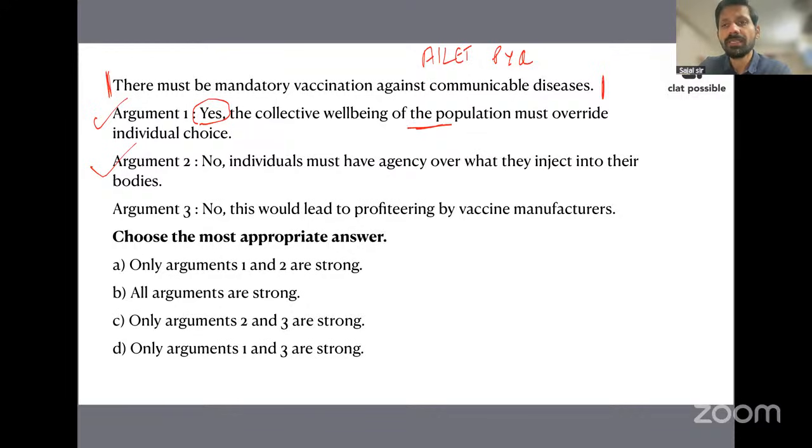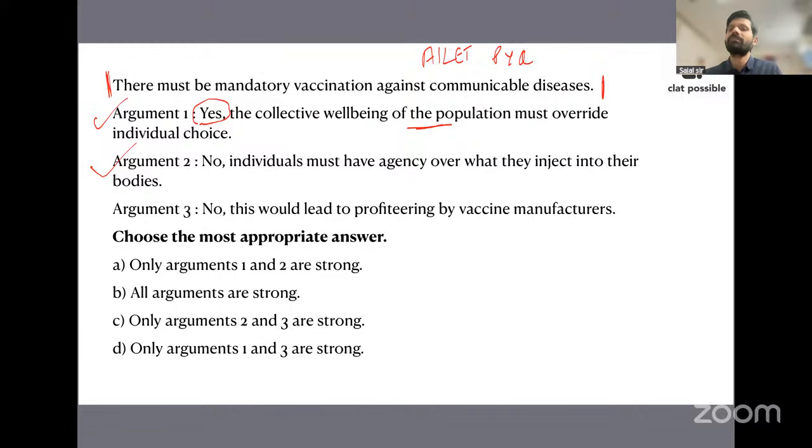Argument 2 says no, individuals must have agency over what they inject into their bodies. What about that? Now, if you look at 1 and 2, they are sort of contradictory to each other. So we are saying argument 1 is strong. Does that make argument 2 weak automatically? Nope. So we can have two strong arguments coming from opposite sides, right?